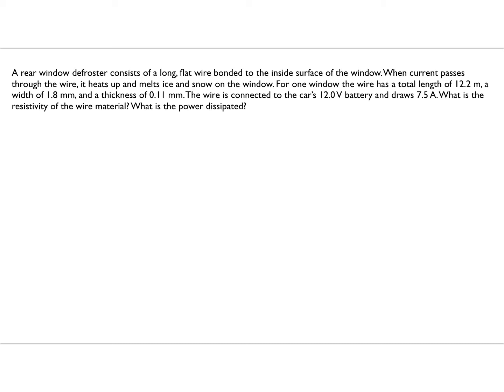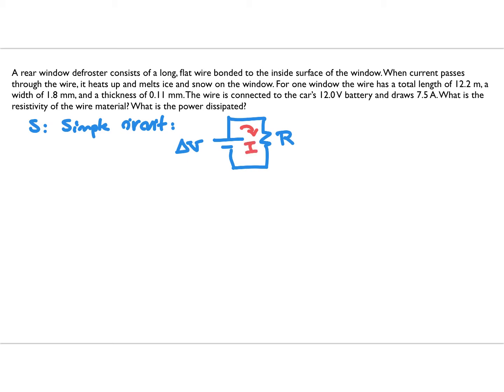The first thing, of course, is to strategize. I'm going to treat this as a simple circuit problem. I'm going to have a power supply hooked up to a resistor, like so. That's my strategy: a power supply with a potential difference delta V hooked up to resistance R, and then a current I that flows through the circuit. So it's basically our basic circuit. That's going to be our strategy: solve the properties of the circuit.